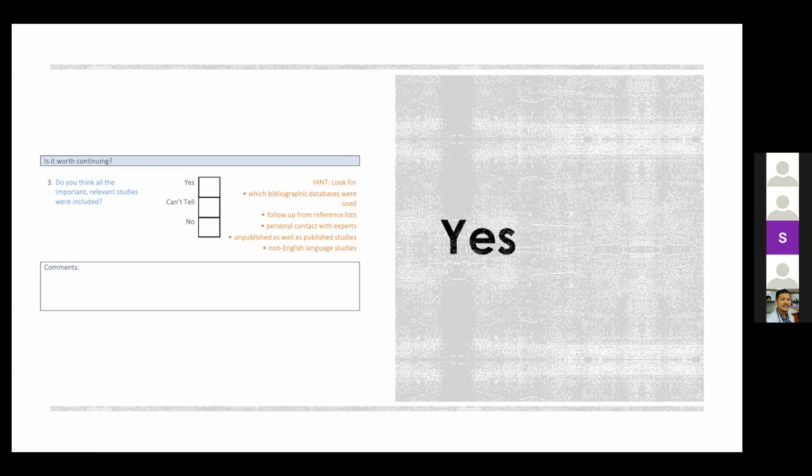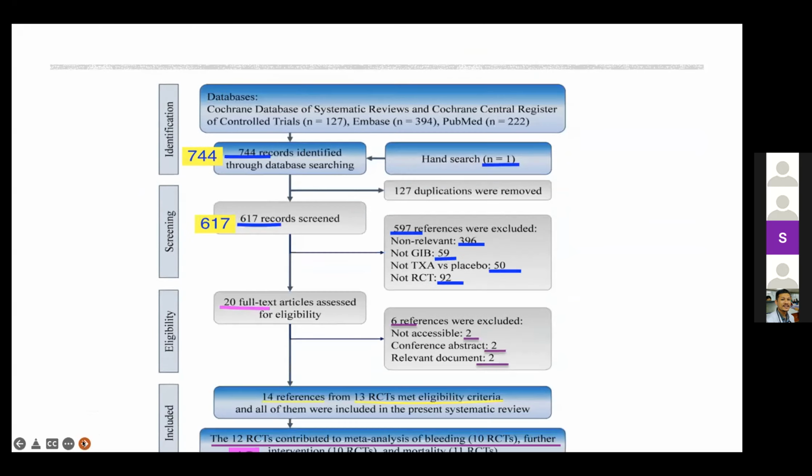Then non-English, yeah, they have missed the two things. So I think you could say yes, but it wasn't a terrific job. Okay, yes, thank you. That's what I was thinking. Shall I move next? Yeah, please do. Yes, thank you.